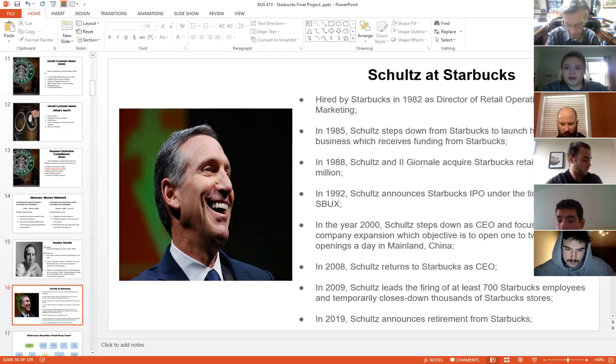In 2008, Schultz returns to Starbucks as CEO as he saw that the revenue of the company was declining. In 2009, Schultz leads the firing of at least 700 Starbucks employees and temporarily closes down thousands of Starbucks stores. This was after the 2009 financial crisis, right? And in 2019, Schultz announces retirement from Starbucks.